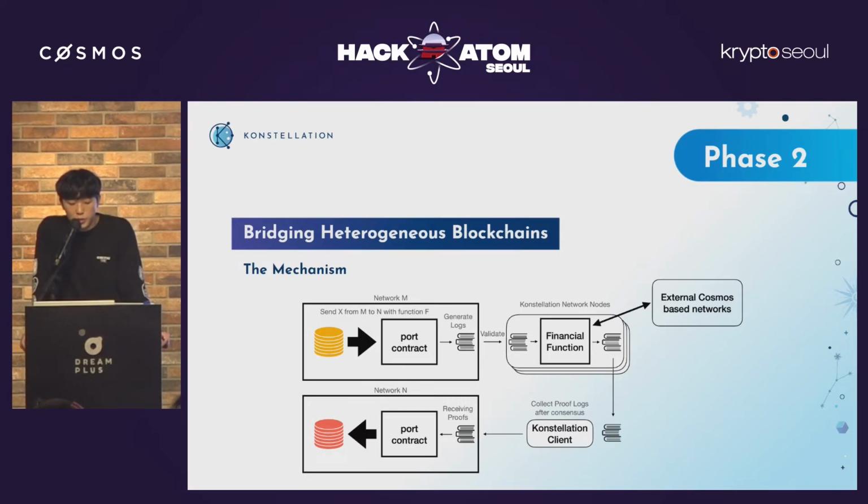So the process result is then signed by each node, and once there are enough number of nodes that confirm the bridging, Konstellation client collects the signatures and finally calls the port contract instruction on the destination network. And the port contract checks if the instruction is valid and corresponding assets is finally unlocked on the destination network and sent to the user.